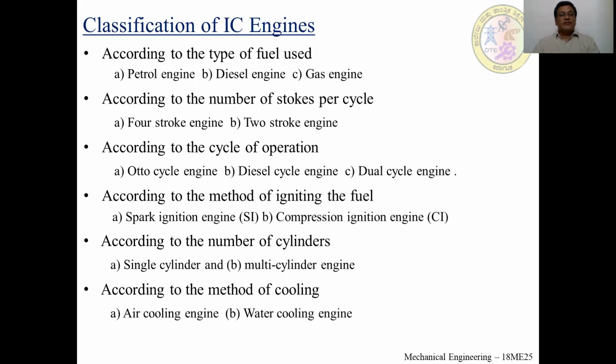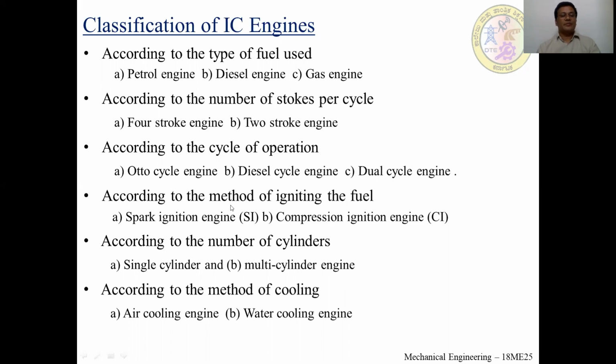Coming to the classification of IC engines, generally the classification depends on many parameters. The first classification depends on the type of fuel used: based on the fuel, we have petrol engine, diesel engine, and gas engine. The second classification depends on the number of strokes per cycle, that is four-stroke engine and two-stroke engine. Similarly, classification depends on the cycle of operation: Otto cycle engine, diesel cycle engine and dual cycle engine.